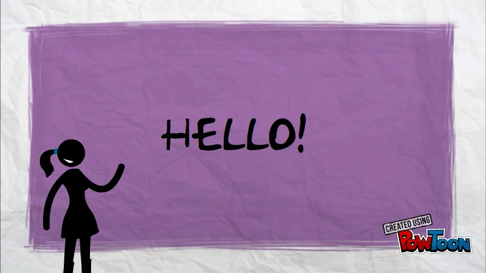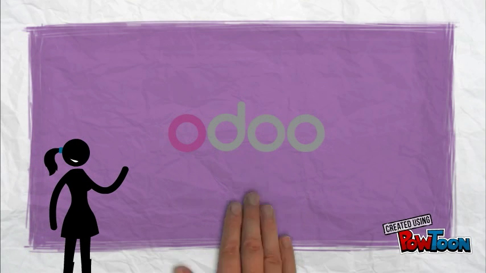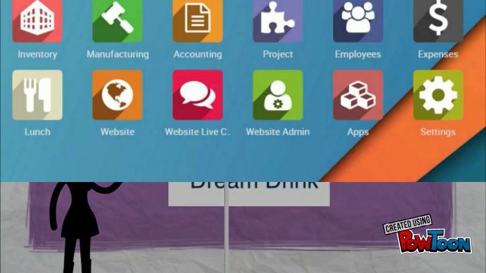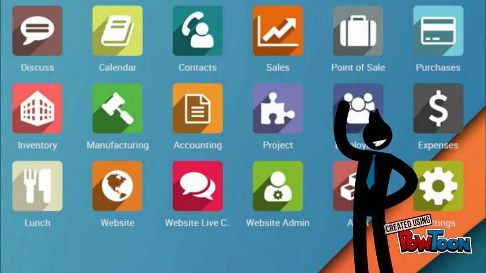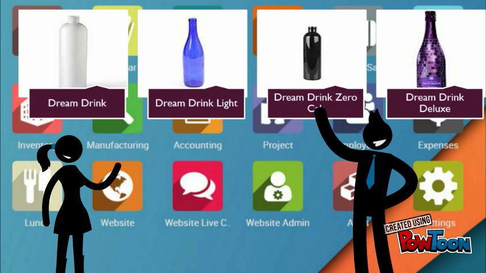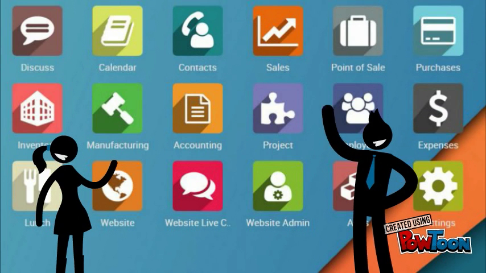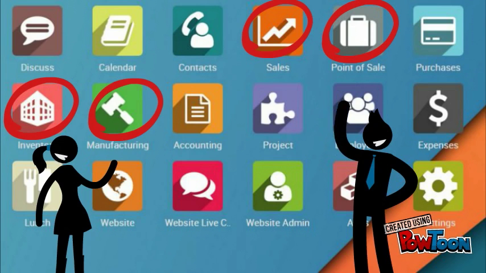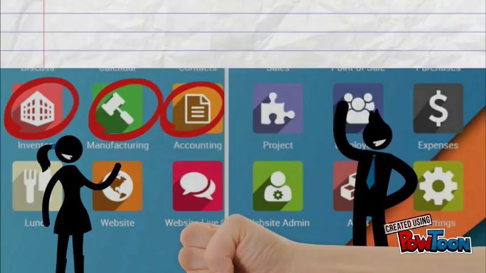Hello, and welcome to this video about the implementation of ERP software Odoo in our company Dream Drink. What type of company are you? We are a beverage and selling company, and the apps we chose for our ERP system were the Inventory app, Manufacturing app, Sales app, Point of Sales app, and the Accounting app.